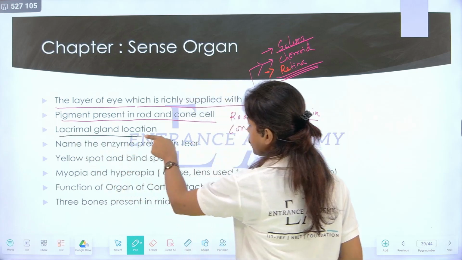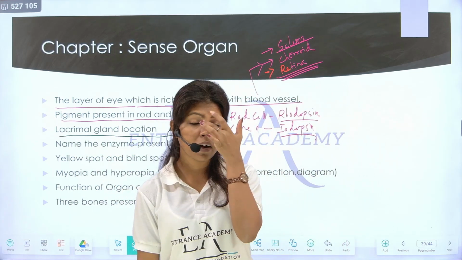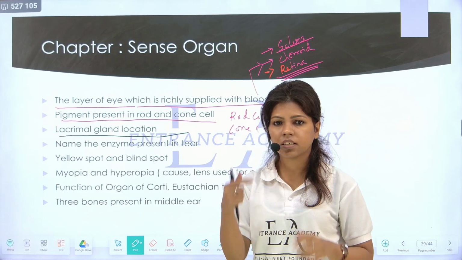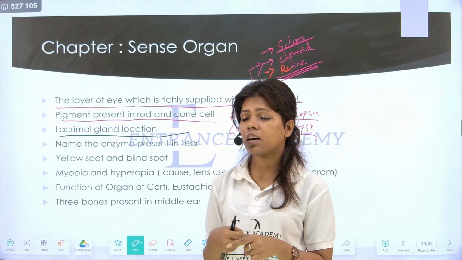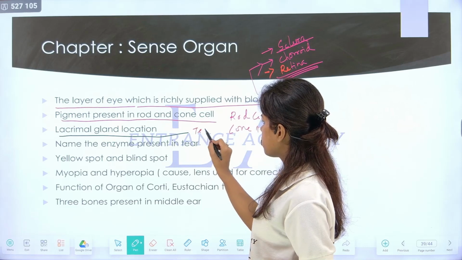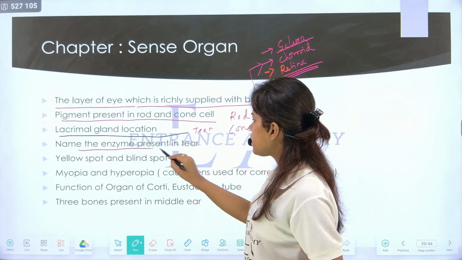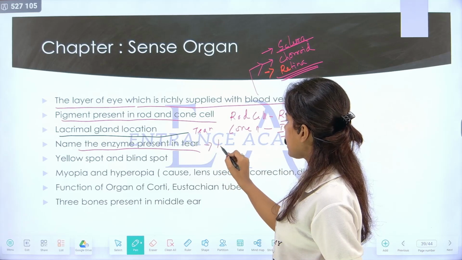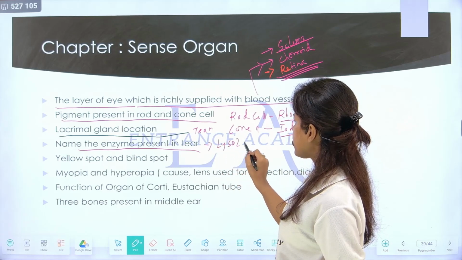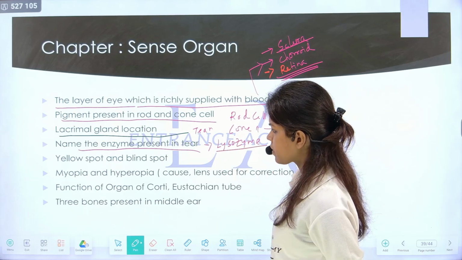Lacrimal gland location. Lacrimal glands are located on the upper part of our eyelid here, and these glands are important because they produce tears. Name the enzyme present in tear, that is lysozyme. It kills the pathogens present on the eye surface.